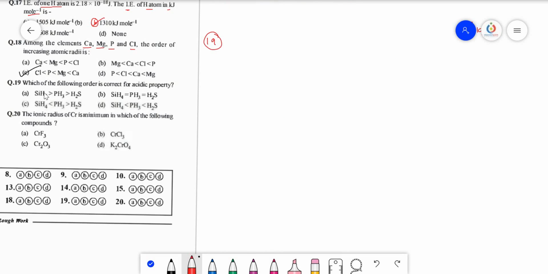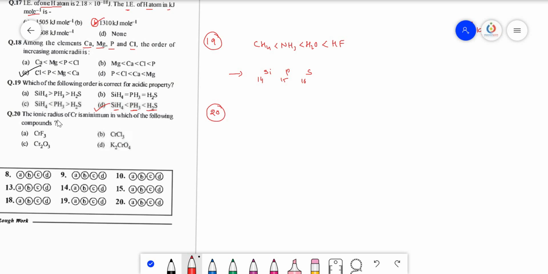The 19th question is: which of the following orders is correct for acidic property? We must understand that the acidic character of the hydrides increases along the period for non-metals. For example, if you take CH4, NH3, H2O and HF, hydrofluoric acid is a stronger acid than H2O, which is a stronger acid than ammonia, which is a stronger acid than CH4. So among the non-metals, the acidic nature of the hydrides increases. Silicon is atomic number 14, phosphorus is 15, sulfur is 16. They belong to the same period and their hydrides' acidic nature also increases like this. So H2S is more acidic than PH3, which is more than SiH4. So option D is correct.